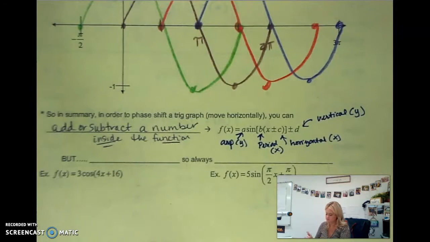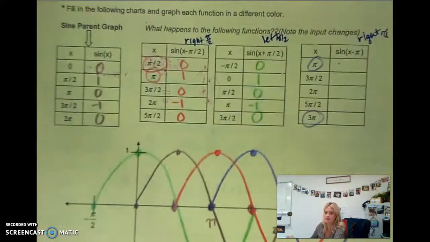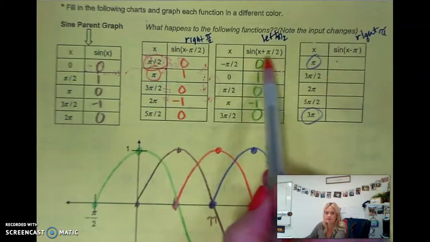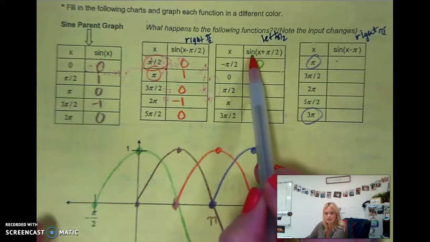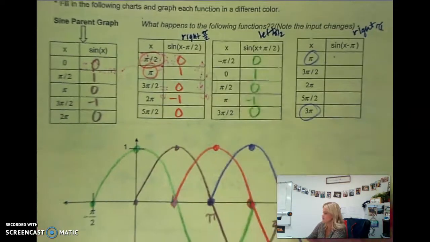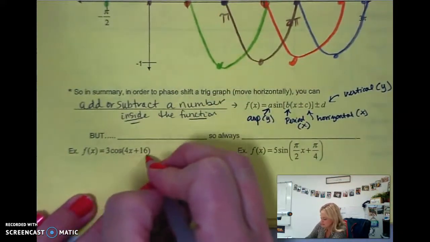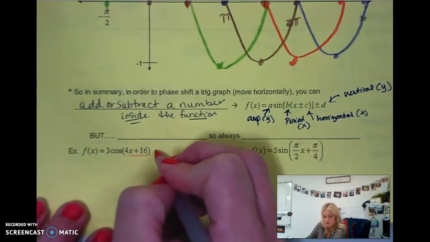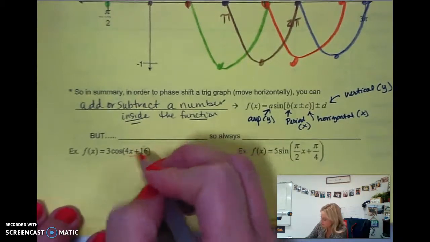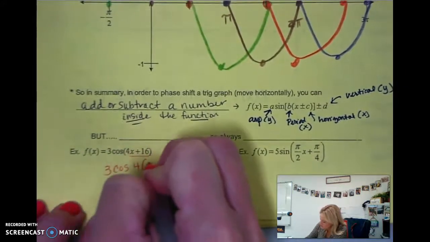Now, there's a small twist to this. Notice, for now, there was nothing inside here but the shift, okay? And the B was 1 for all of these. Well, down here, there's more than just the phase shift, okay? So what we have to do here first is we have to take out or factor out the 4.